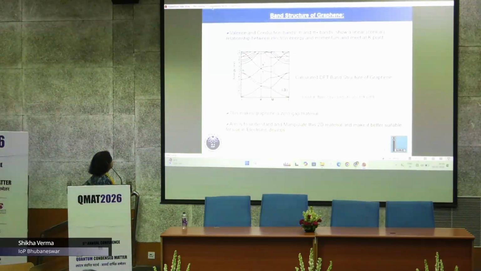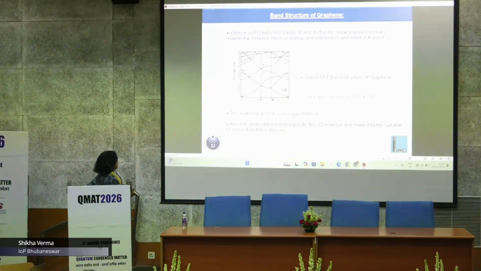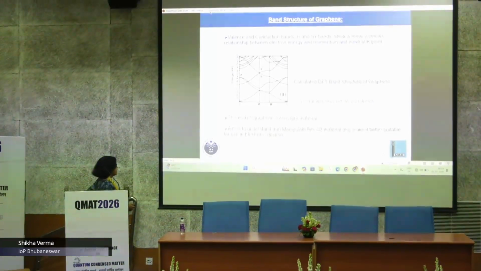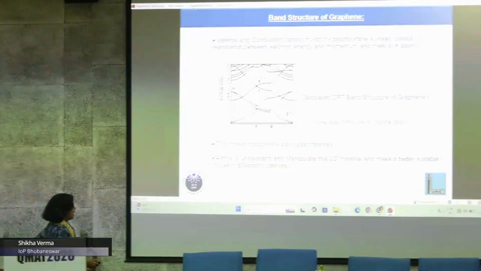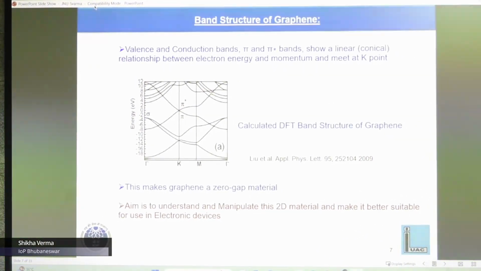So, as we know, the band structure of graphene looks something like this. The valence band and conduction band meet at the pi star band, show a linear relationship between the electronic energy and momentum, and meet at the K point. So this is the DFT band structure, and this makes graphene a zero gap material, and the aim is to understand and manipulate this 2D material and to make it better suitable for use in electronic devices.